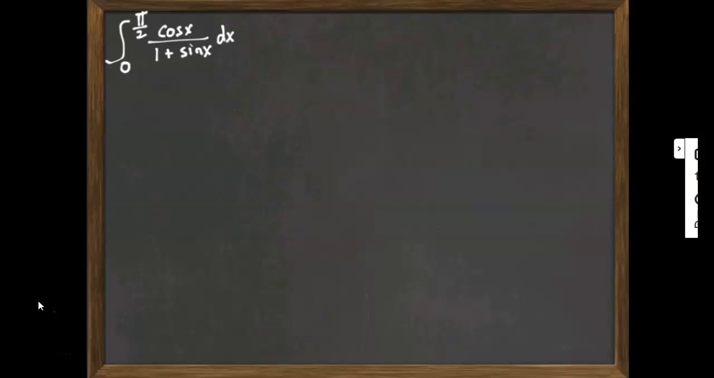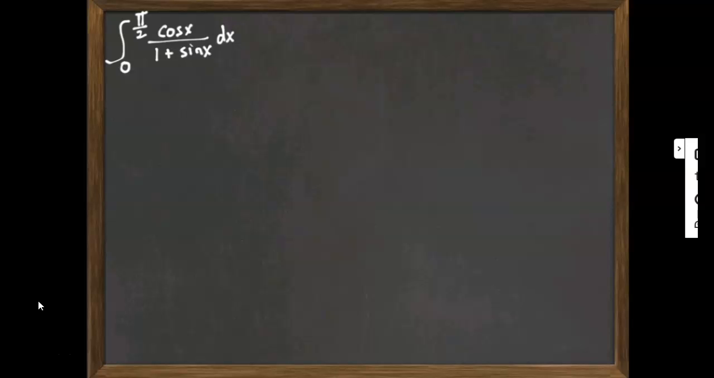In this video, we're dealing with a definite integral. Here it is, the definite integral from 0 to pi over 2 of cosine x over 1 plus sine x dx. So just like before in the previous problems, we want to look for some type of substitution approach.